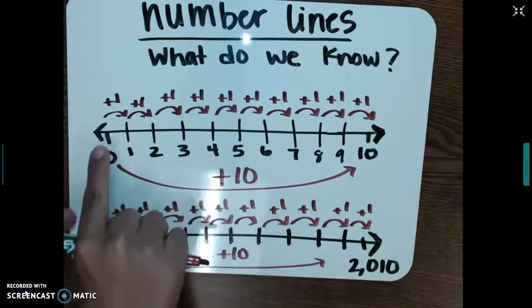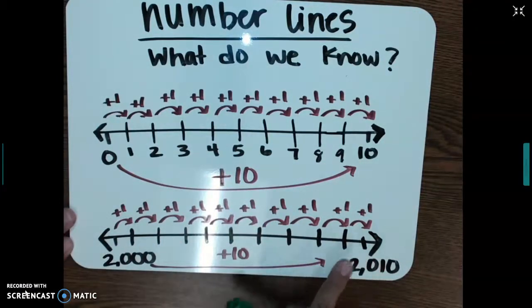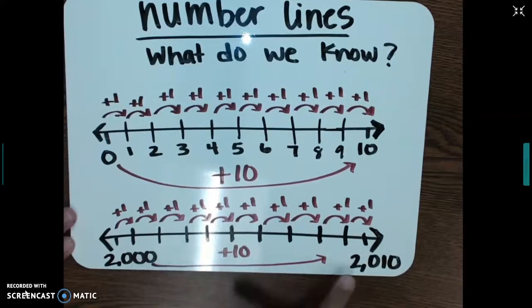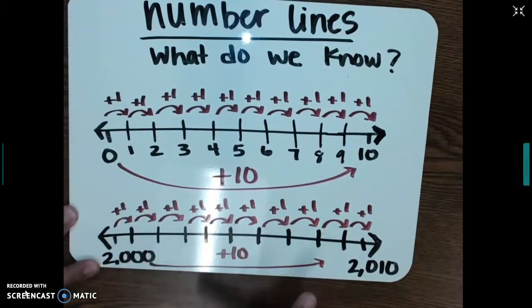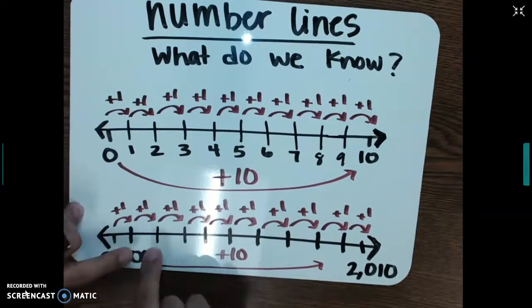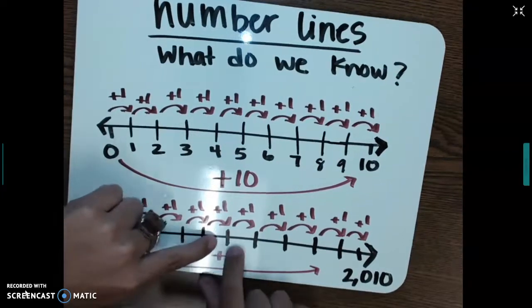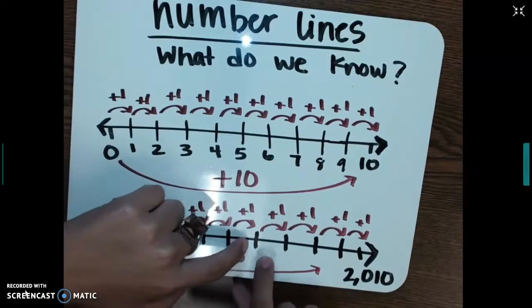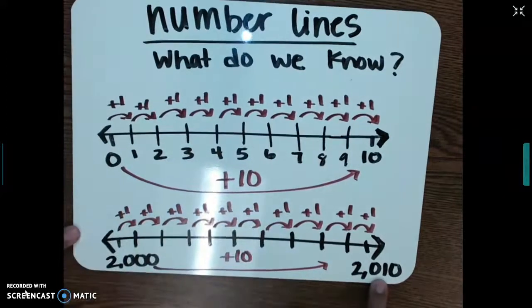So here, I went ahead and did the same thing that I did on top. I saw that each notch only went up by 1, and my overall jump, my total jump, was 10. So from 2,000, I add 1 each time. So I'm going to count up: 2,000, 2001, 2002, 2003, 2004, 2005, 2006, 2007, 2008, 2009, 2010. So each time I'm counting, I'm only adding 1.